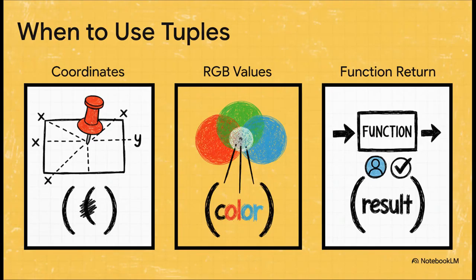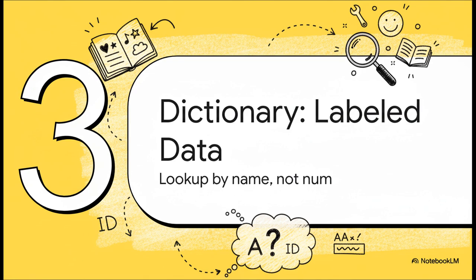So when would you actually use this? Oh, all the time. Think about it. Data that just belongs together and should never change. Like coordinates on a map, right? It's always an X and a Y. Or RGB color codes, always 3 numbers. A tuple is the perfect secure little box for that kind of information. Okay, so tuples are awesome for protecting data.